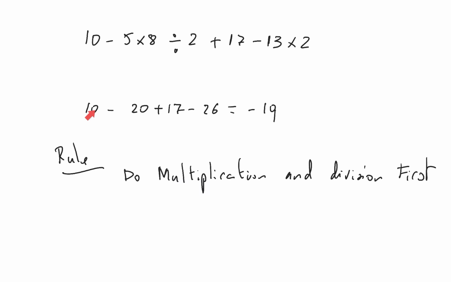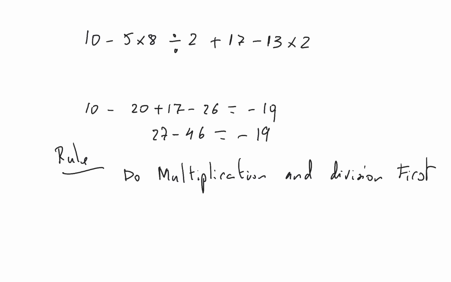So 10 is 10 here. 5 multiplied by 8 is 40, divided by 2 is 20. Put the sign. 17, I put it here, and now I do the multiplication first. Minus 13 multiplied by 2 is 26. So now I can do the sum in the following way. I add all the positive, 27, and I add all the negative, 46, minus 46.